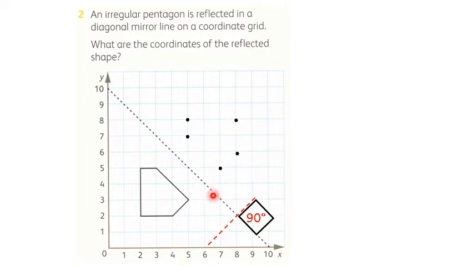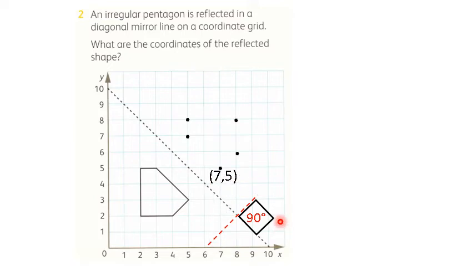Okay, now, you don't need to, but I've done it. I've joined my lines and I've created my shape just to show you the shape, the mirror image that I got. Okay, but that's not what the question says. The question says write the coordinates of the reflected shape. So each of these dots corresponds to a coordinate on the grid. So let's take a look at them.